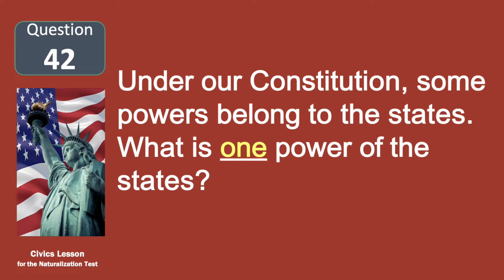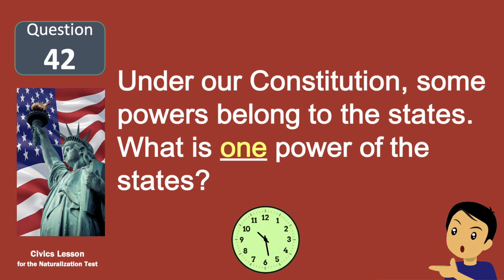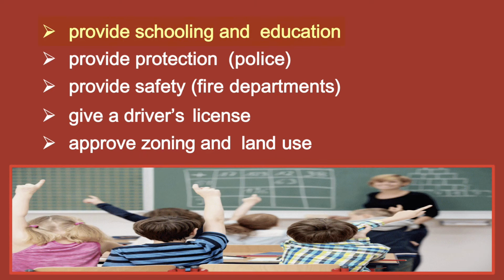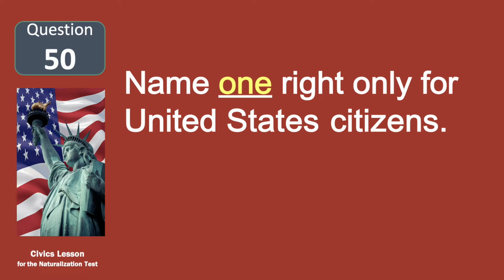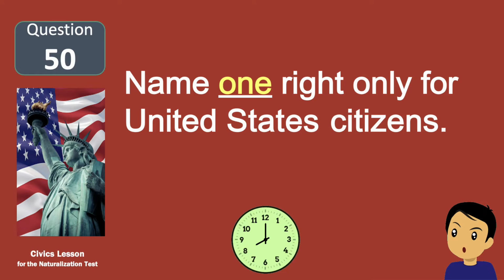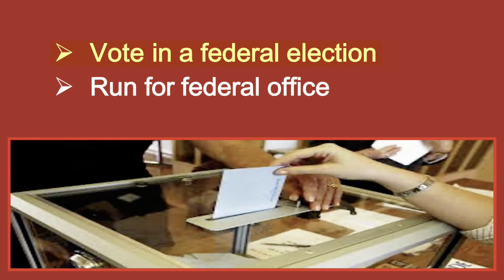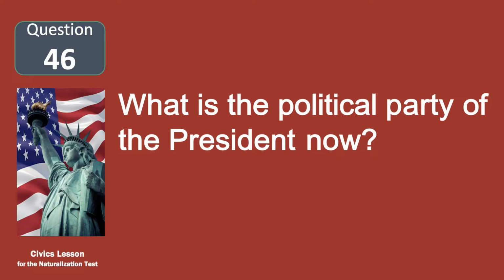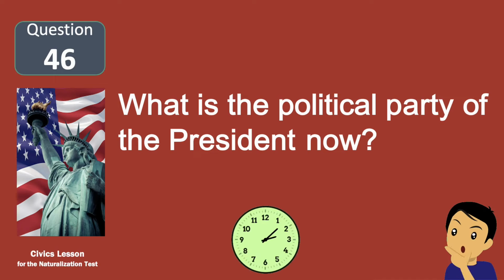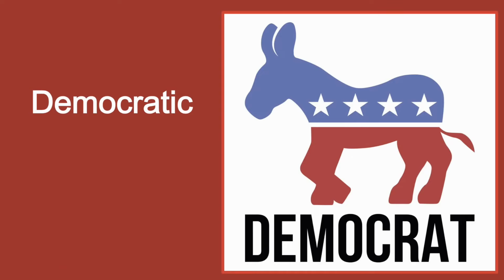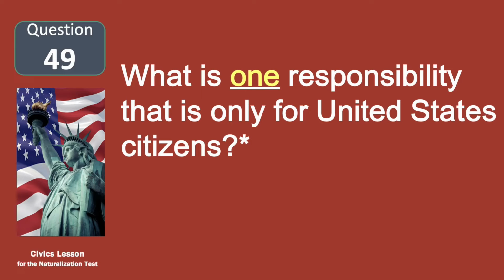Under our Constitution, some powers belong to the states. What is one power of the states? To provide schooling and education. Name one right only for United States citizens. To vote in a federal election. What is the political party of the president now? Democratic Party. What is one responsibility that is only for United States citizens?